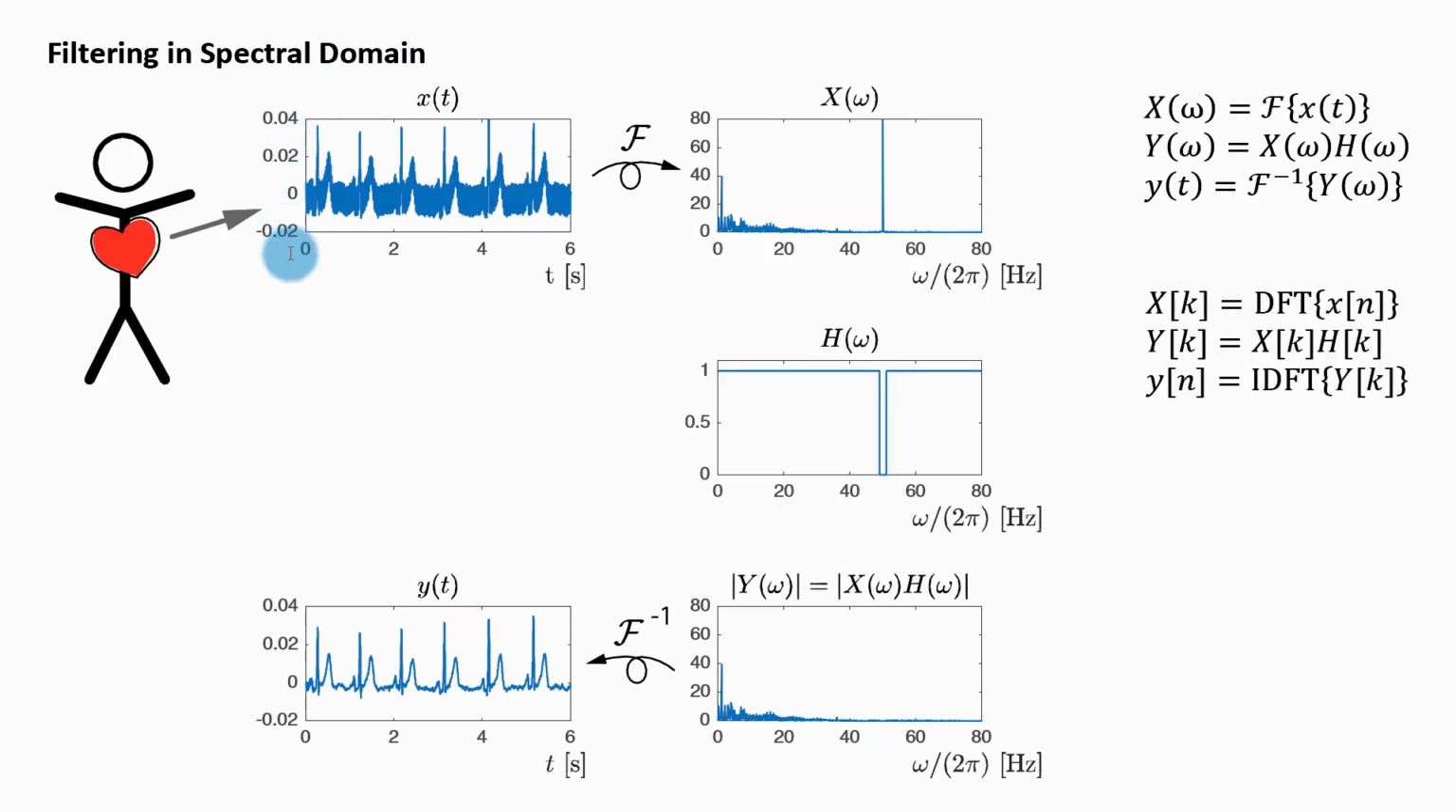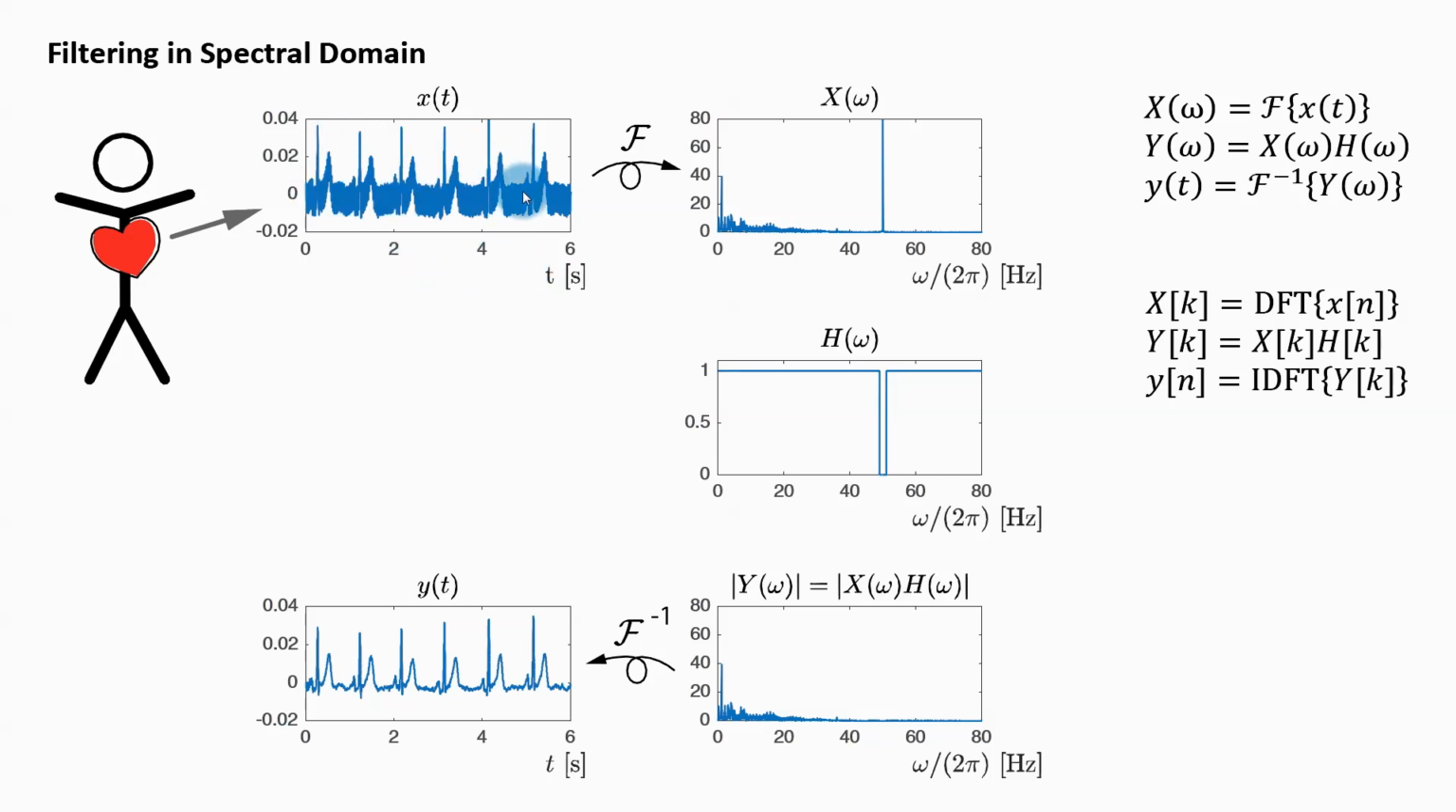So here I have again a plot of an ECG corrupted with a power noise interference. And it is actually very difficult to remove that power noise interference in the time domain because the power noise interference corrupts pretty much every sample of a signal. But let's take a look at what happens when we take our problem into the spectral domain.